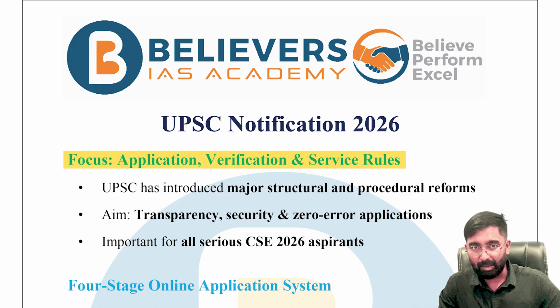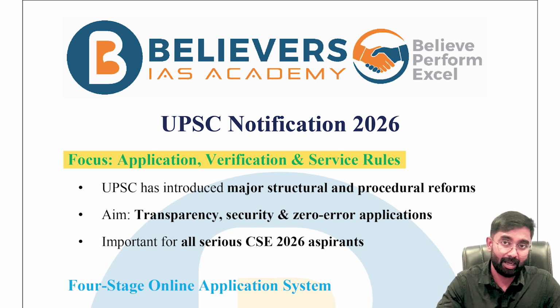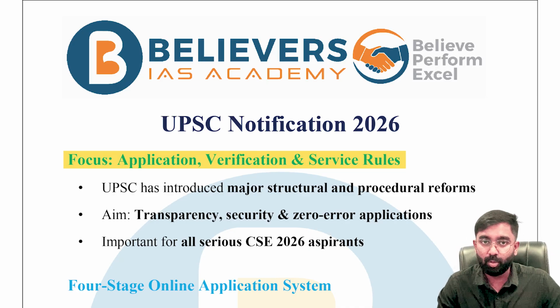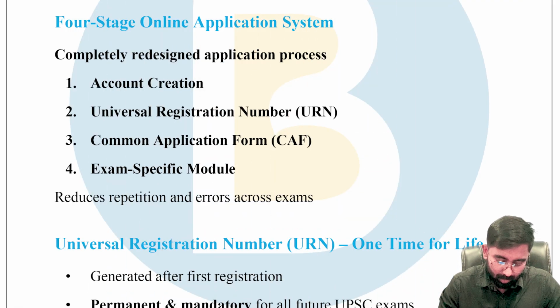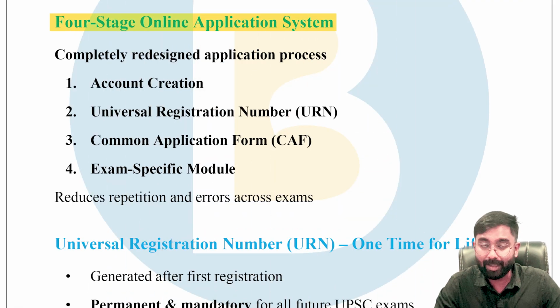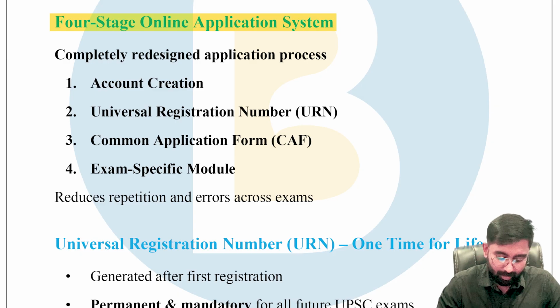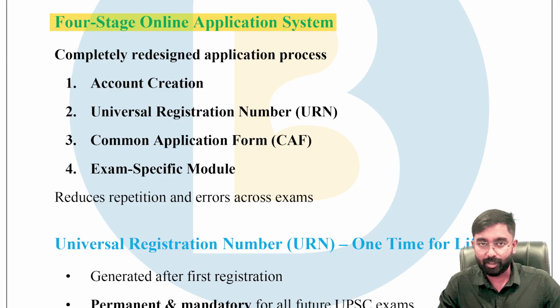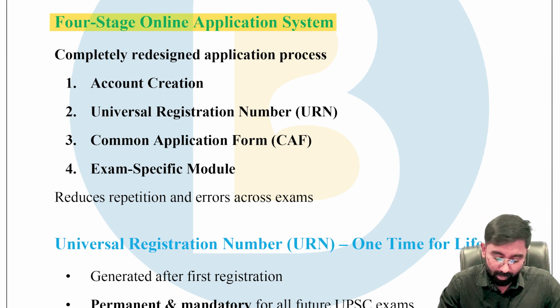However, the main aim of the UPSC notification 2026, at least after the delay, was to bring more transparency, security, and most importantly, to ensure the applications had zero errors, right? Even for the processing, the registration, and further documentation. So first is the four-stage online application system, in which the UPSC has brought in some changes. We can see how they have completely redesigned the application process, starting from the account creation of your own URN, that is your Universal Registration Number.